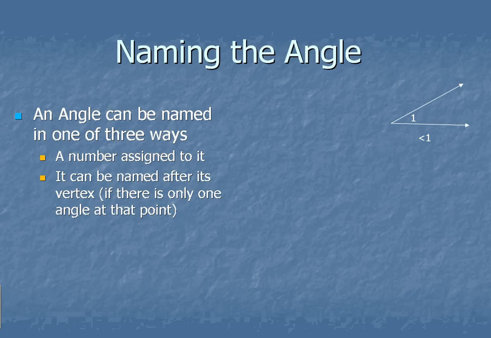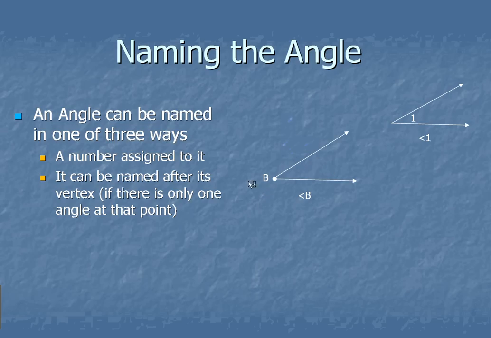You can name it after its vertex. So this one here could be called angle B. However, you can't use this one if there's more than one angle at this point. If I were to draw another ray coming out here, I can no longer say angle B for any angle because it's not specific enough to tell us which angle we're talking about. That could mean this angle right here, or the whole angle.